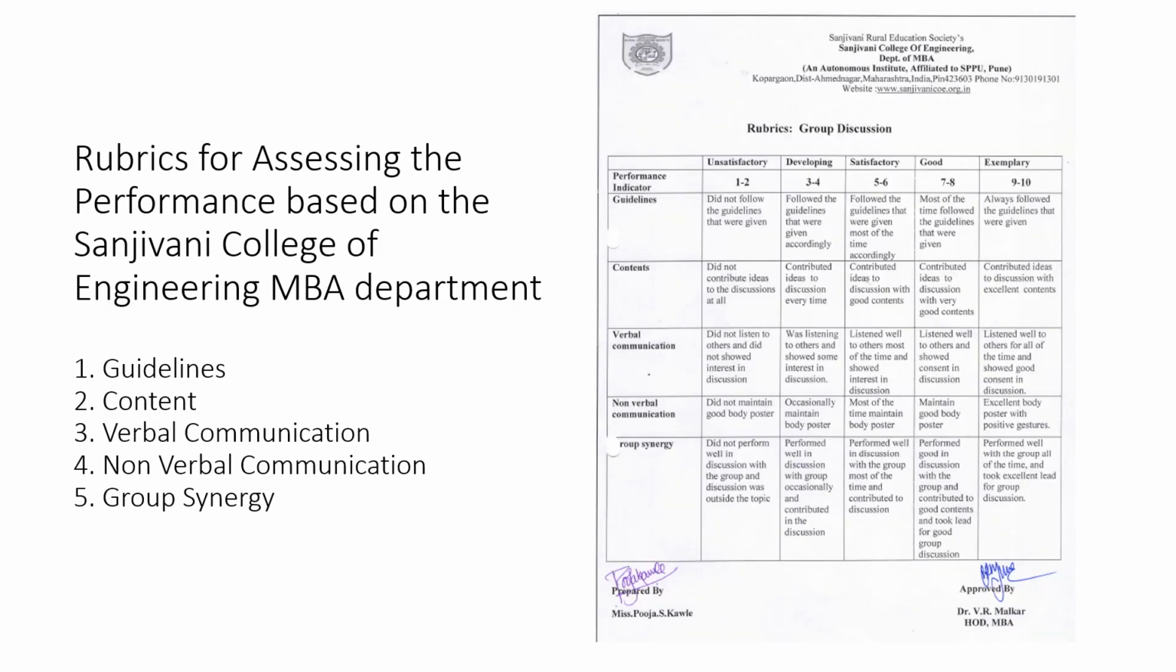Now you might ask, how would we be judged? We have a very standard operating procedure about judging the group discussion, and there is a rubric that we will be following, which we always do at Sanjeevani College of Engineering MBA department. There are 5 key performance indicators here.